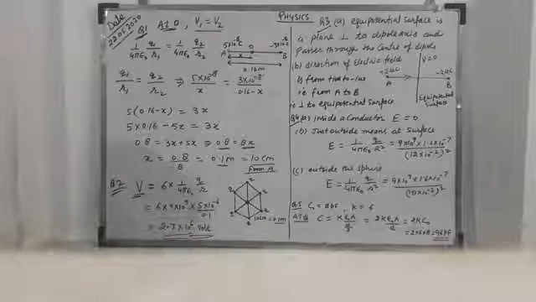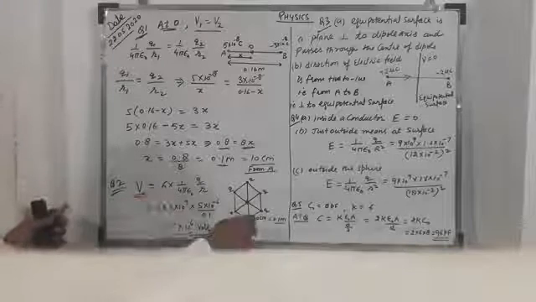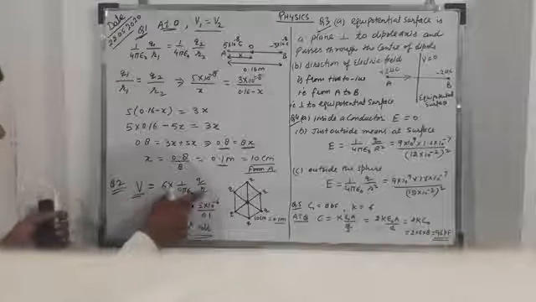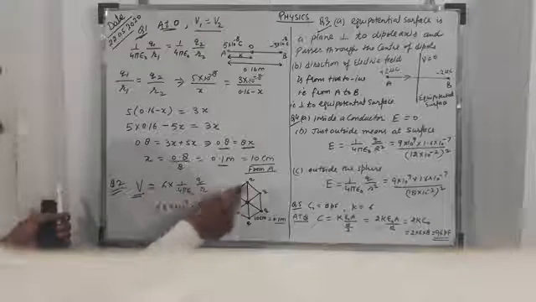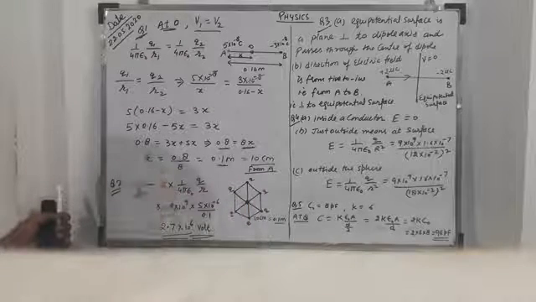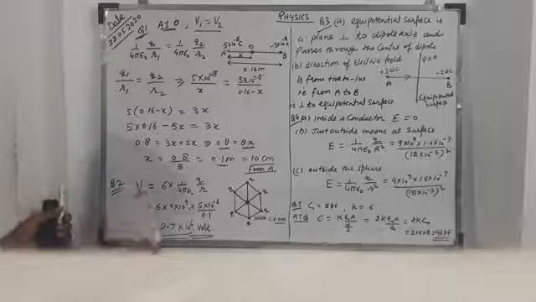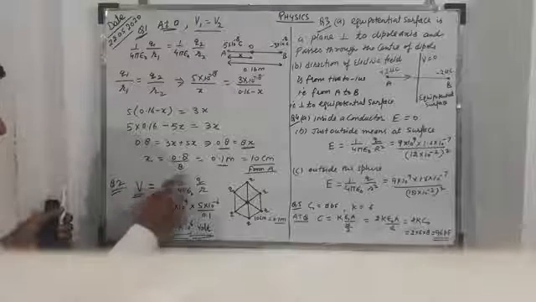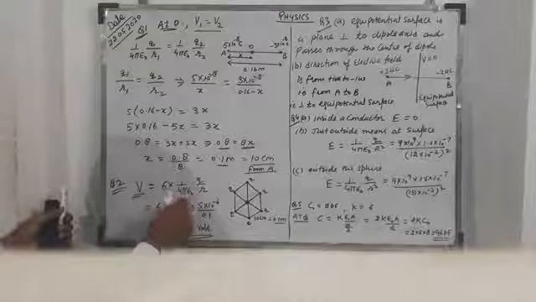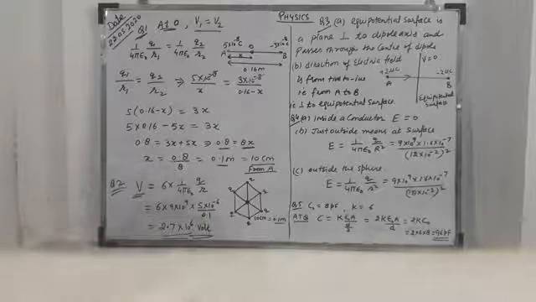Once again here we calculate the potential due to 6 charges, but the charges are the same, so the simple formula is 6 into 1 upon 4 pi epsilon naught Q upon R.